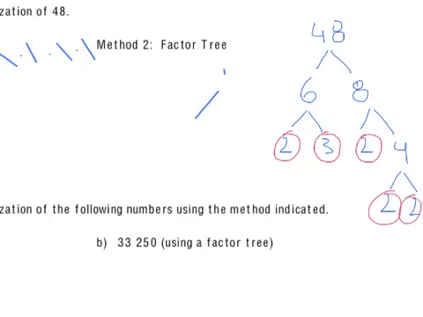So you can see another method of getting the prime factorization of 48. So let's write it out as our answer here. I'm going to write it out. 48 equals 2 times 3 times 2 times 2 times 2. Okay, moving on.